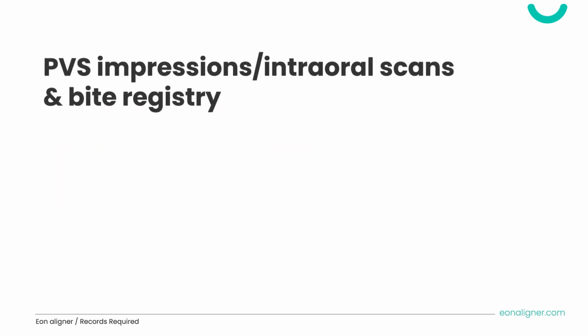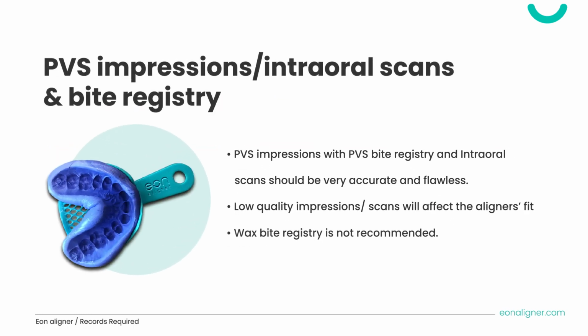The next step is to take PVS impressions or intraoral scans and a bite registry. They should be accurate, detecting gingival details, and capturing all teeth, including the very last tooth in the arch and all teeth surfaces. Flawless impressions or scans are essential because low-quality impressions or scans will affect the fit of the aligners. Submitting low-quality impressions or scans will delay the process of TS generation and aligners manufacturing. Note that wax bite registry is not recommended, as it is prone to melting and deformation during shipping.